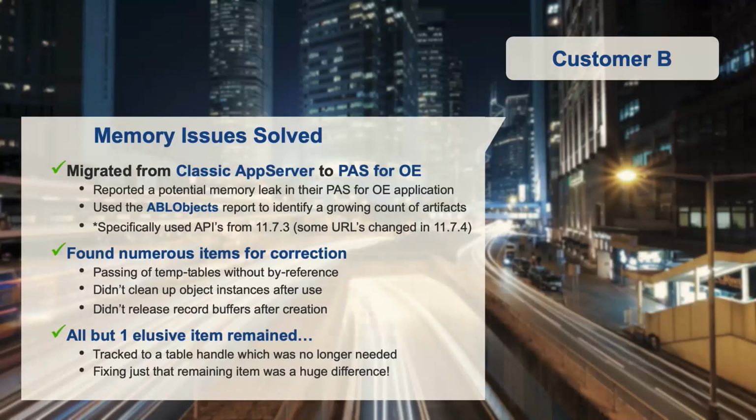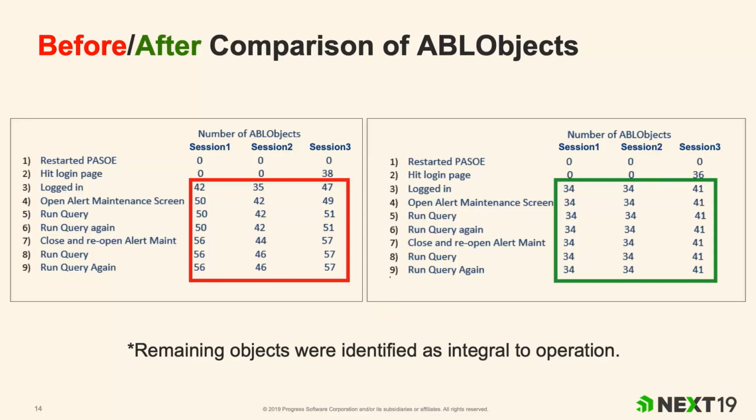There was still one item. It was hard to find, but we located a temp table that was being used, and then after its use was still lingering. Once we got rid of that, it made a huge difference. On the left, you can see the number of objects for each of 3 sessions in an agent just kept growing from 42 to 50 to 56. There was definitely a linear climb. Once we eliminated the temp table issue, it pretty much flatlined.